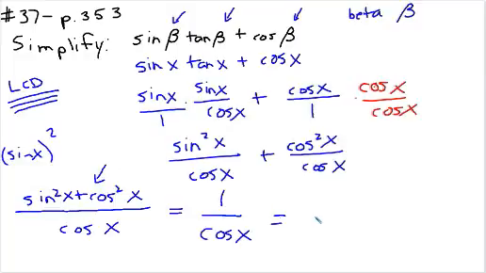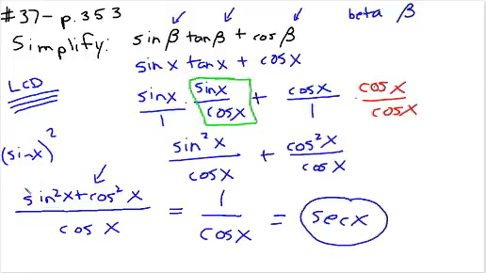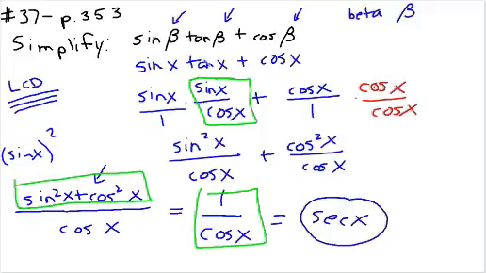And 1 over cosine of x is the same thing as the secant of x. Key thought on all these identity problems is making replacements with things that we know are true. I know that tangent is sine over cosine. I know that sine squared plus cosine squared is 1. Make the replacement. I know that 1 over cosine x is equal to secant x.